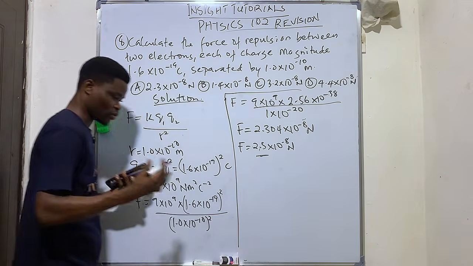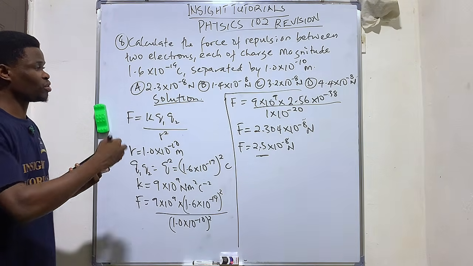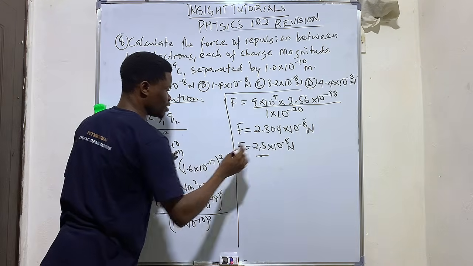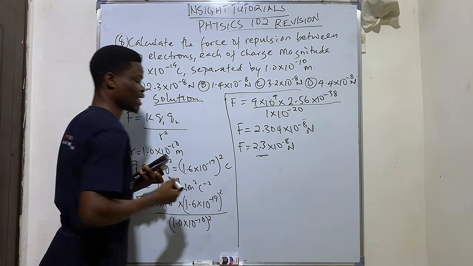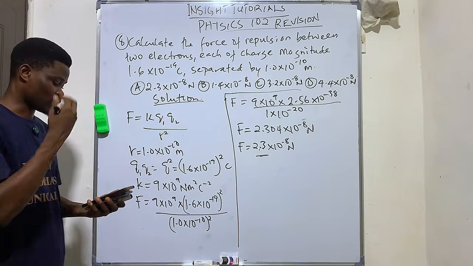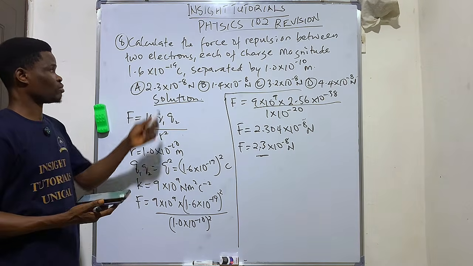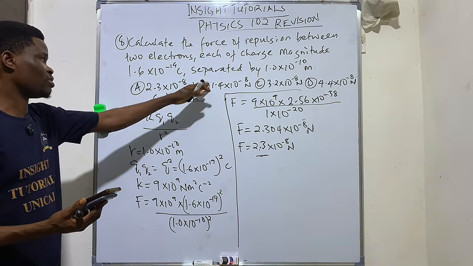So there's actually a force of repulsion. Reason being that these two charges are like terms. Remember the law of electrostatics? If they are like terms, they repel. If they are unlike terms, they attract. So that's the force of repulsion between these two electrons separated by this distance.